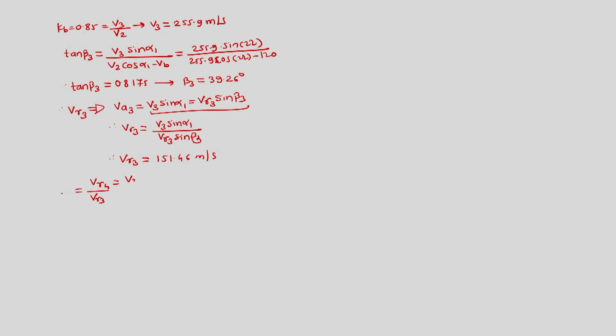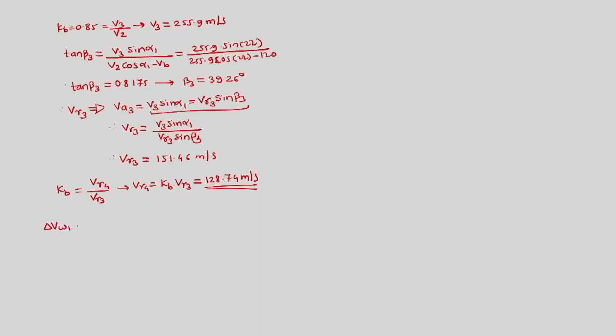Now we can also find VR4 from the fact that VR4 divided by VR3 is equal to KB. So VR4 is equal to KB into VR3, so VR4 is equal to 128.74 meters per second. So now we found all the velocities required for the inlet and outlet velocity triangles for the second stage. Now we will go back and find the tangential and axial forces. For that we will find the change in velocities.